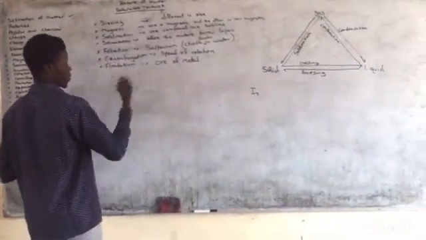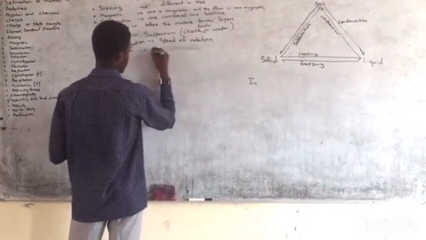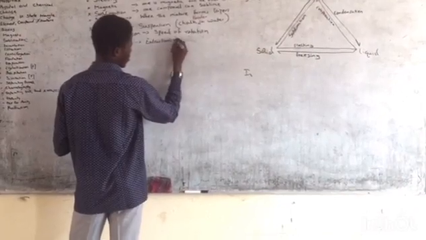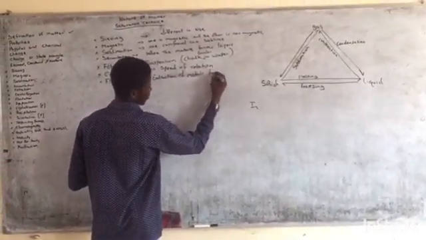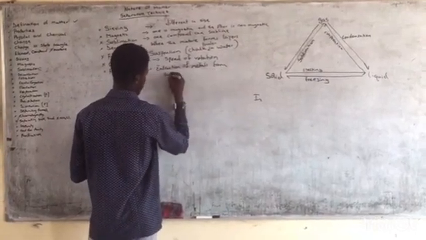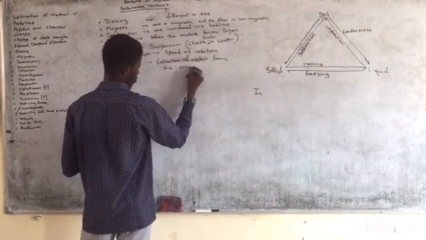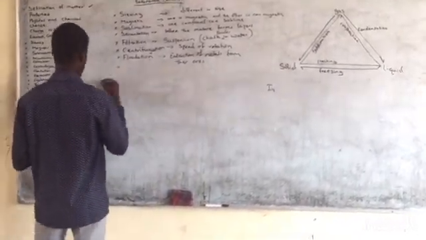So it's actually extraction of metals from their ore, right? Let's use it like this. It's very good. Extraction of metals from their ore, right? From their ore. Is it there? Yeah. Okay. Next thing.